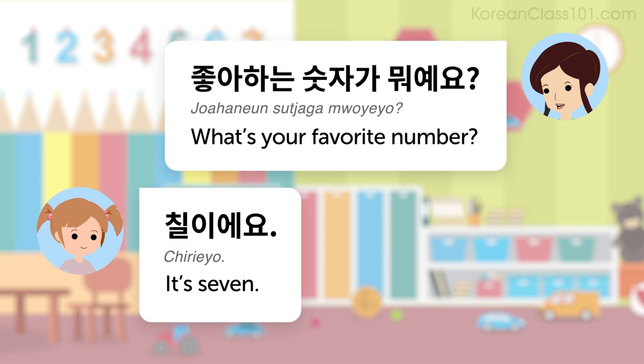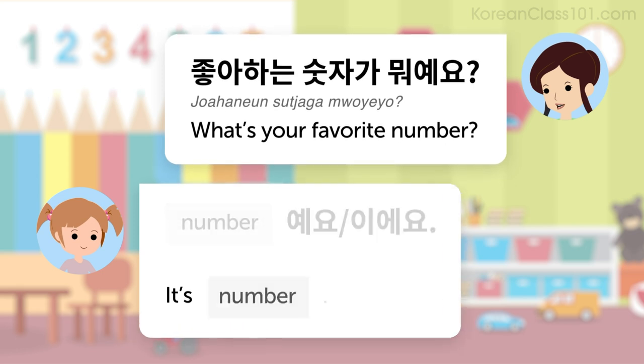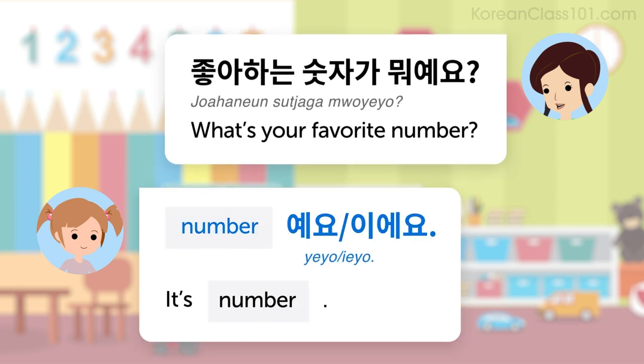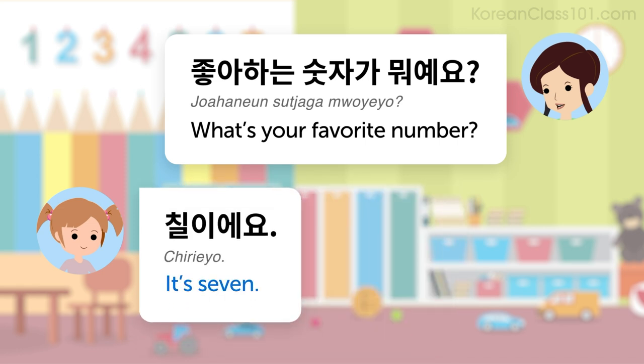Now, how do you answer this question? The pattern is number 예요. This Korean sentence literally translates into number it is, but it means it's number in English. For example, it's 7. 7이에요.